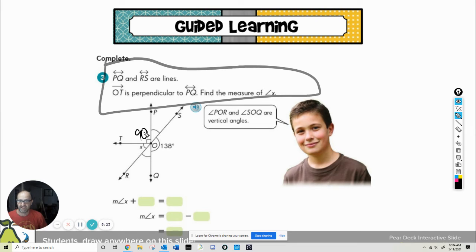So I know I have a 90 and I have a 138. I need to find this. What I can do now is if this is 138, I know that whole thing is going to be 180. Therefore, 180 minus 138 is going to give me the POS, which is 42. Then the measure of X plus... okay, we'll get there. I know that's 42, and if that's 42, I know that's 42, because those are the opposite or vertical angles. Oh, McCarthy.